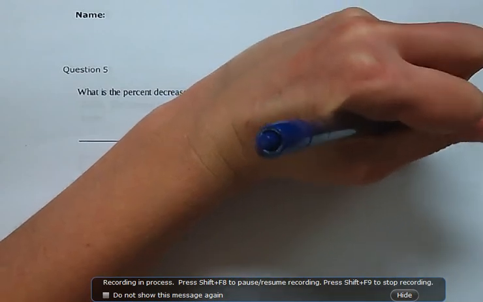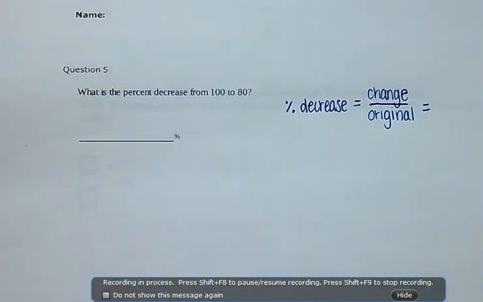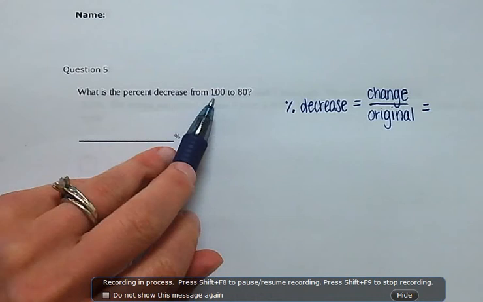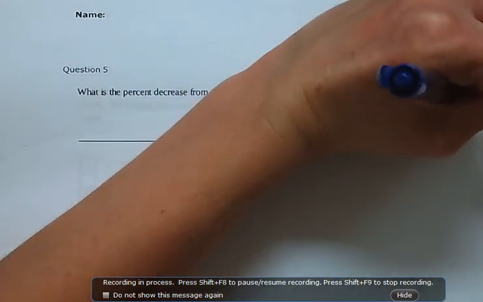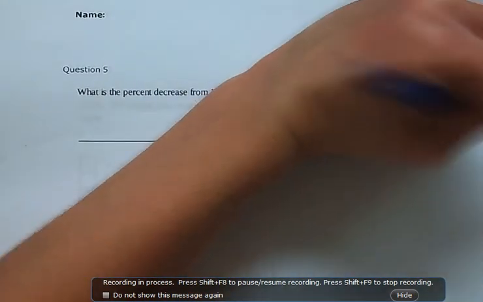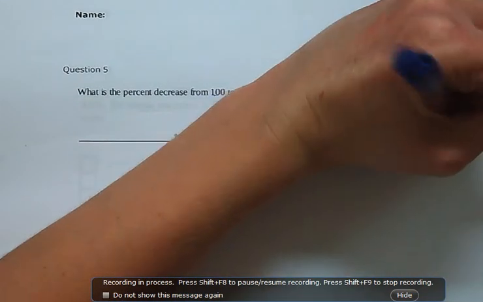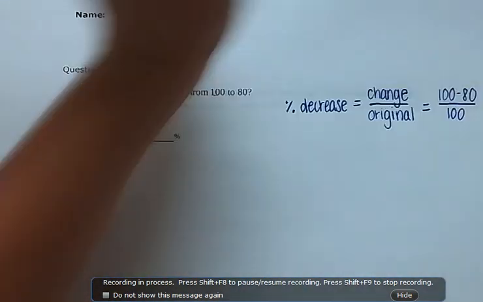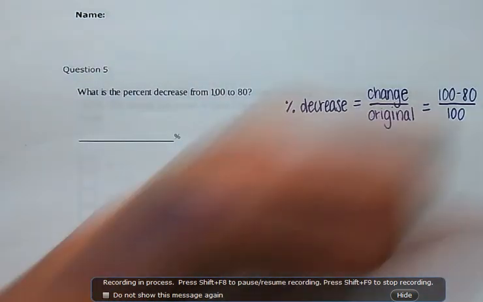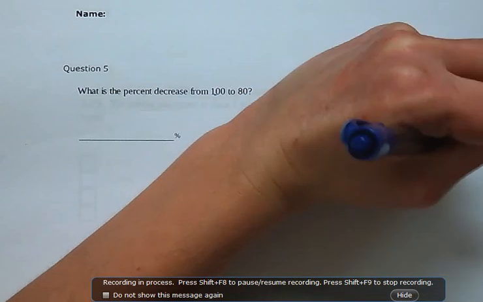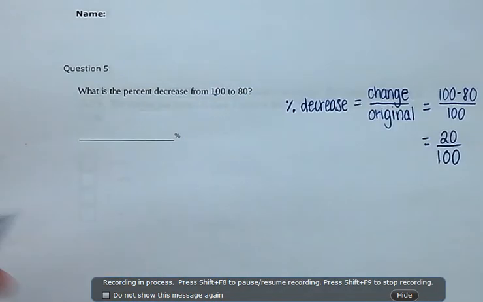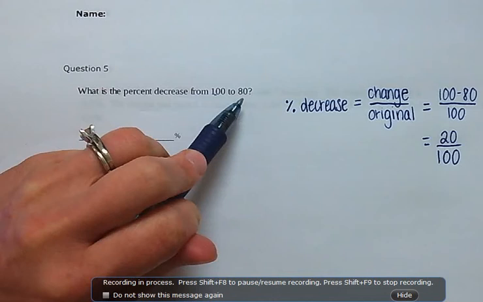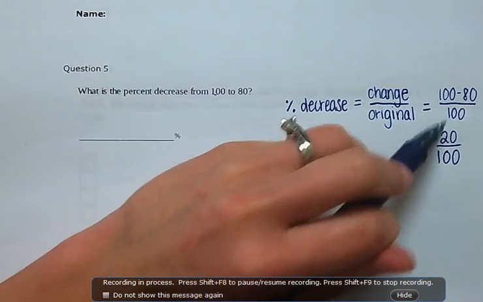Now in this case, the change that's happening is from 100 to 80. It's decreasing from 100 to 80. So if I want to find the change, I subtract my values. I put it over the original. The original number was 100. 100 minus 80 is going to give me 20 over 100. So I changed from 100 to 80 by 20 over the original 100.